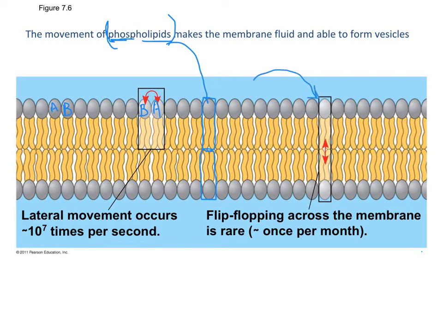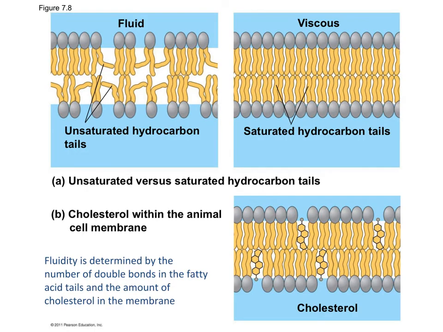About 1 time a month, let's call this one number 1 and number 2, number 1 and number 2 will switch places and flip over. And so you can actually have movement both laterally and vertically in the phospholipid bilayer. So it's quite dynamic. All right.